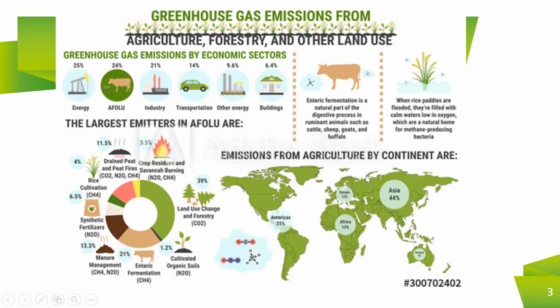Okay, and so the image that you see here is looking at greenhouse gas emissions from agriculture, forestry, and other land use, and we can see what the largest emitters in AFLU are. We can see manure, for example, synthetic fertilizers, crop residues, and savanna burning. You can see that a lot of it comes from energy, from agriculture, forestry, and other land use.